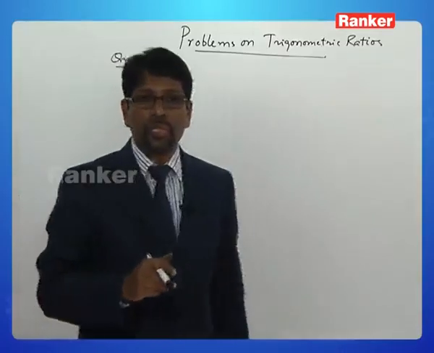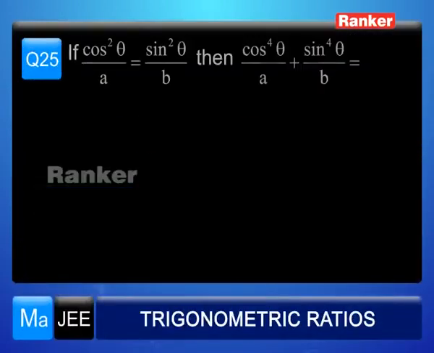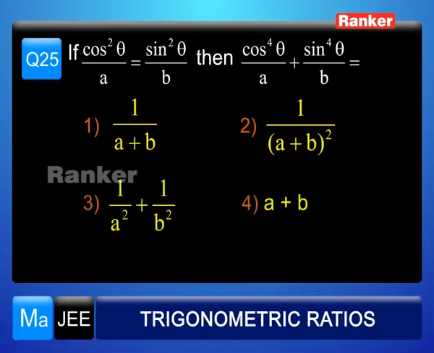Let's move on to the next question, question number 25. If cos square theta by A is equal to sin square theta by B, then cos power 4 theta by A plus sin power 4 theta by B is equal to: first option, 1 upon A plus B. Second option, 1 upon (A plus B) this whole square. Third option, 1 upon A square plus 1 upon B square. Fourth option, A plus B.